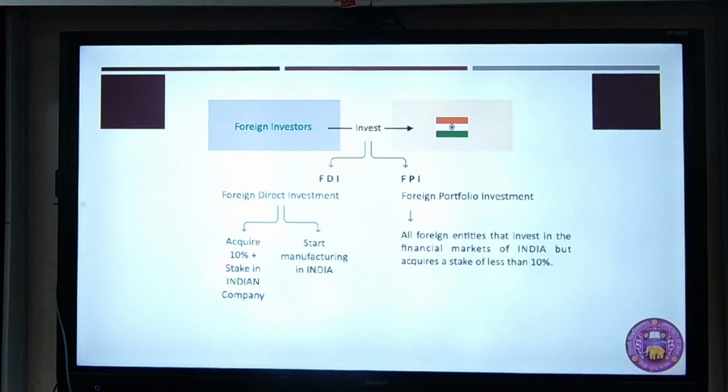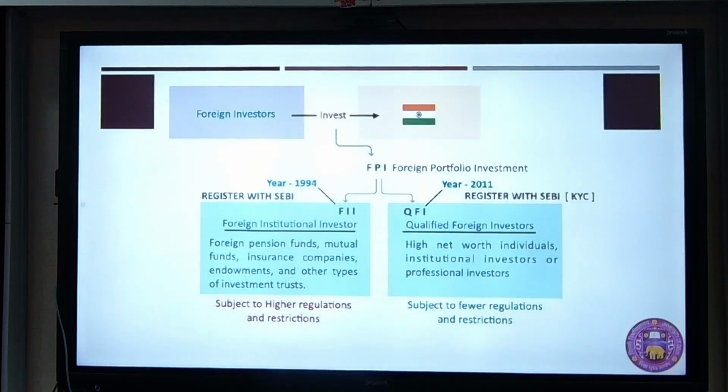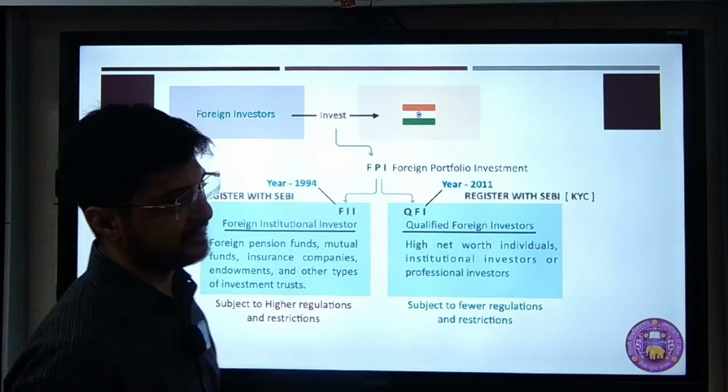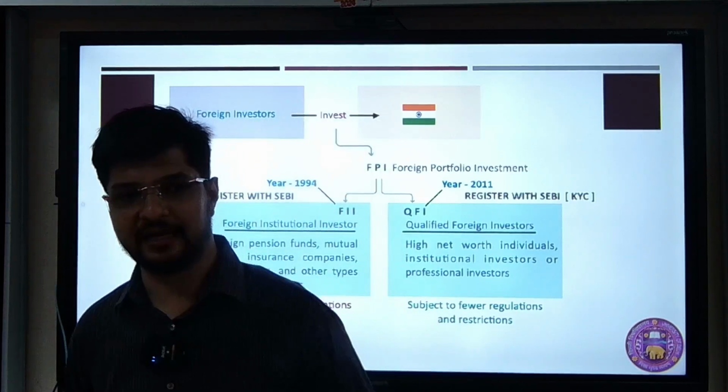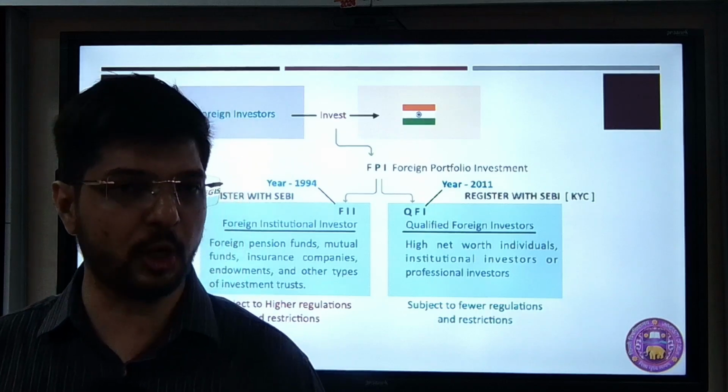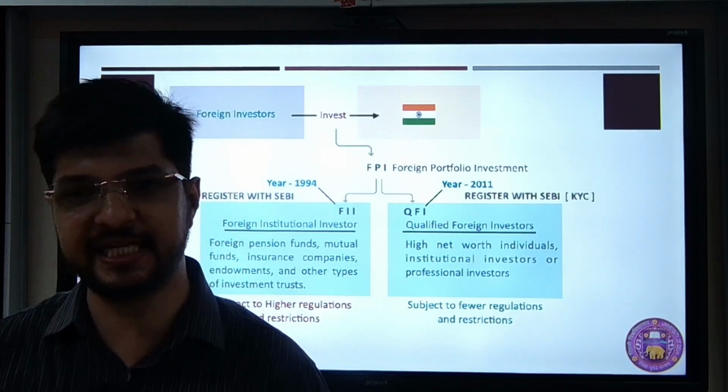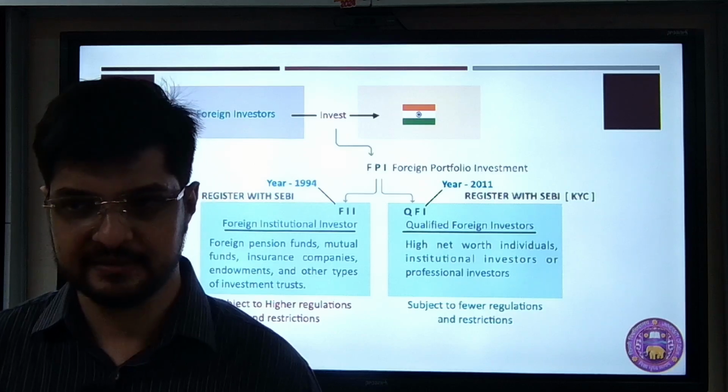FPI is when investors invest in the financial markets of India but hold a stake of less than 10%. That would be called foreign portfolio investment. Fine. So FPI, as we said, is a very broad term. FII is a subset of FPI.